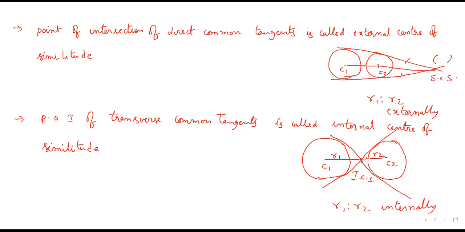And in case of the internal center of similitude, to find the transverse common tangents, first you have to find the internal center of similitude. And after finding this point, you take slope m and apply the R equal to D condition so that we get two values of m, and so we get the two transverse common tangents.